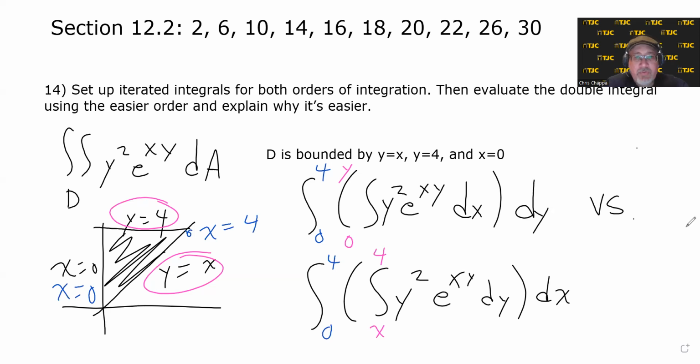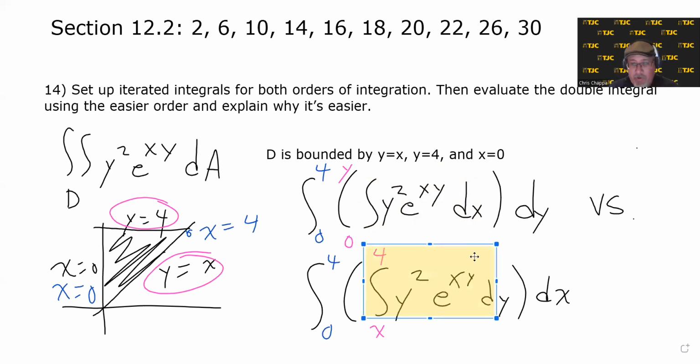Now, which one's going to be easier? Well, let's think about this. If we were going to do the top one first, and do dx first, then we would need to integrate the e to the x and everything else around it is constant. Well, that's not too bad.